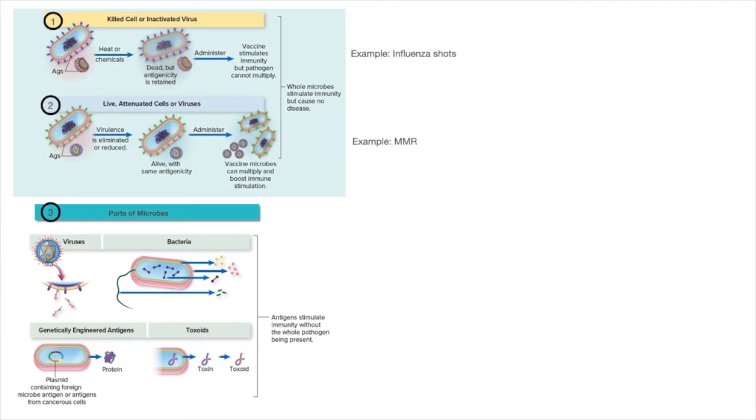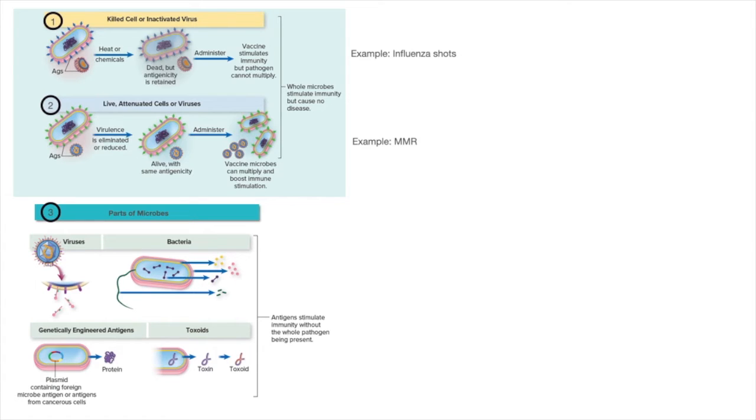Okay, down to number 3, where we're just using parts of the microbes. We either harvest surface proteins from a virus or some part of a bacterium and use those parts in a vaccine. So the whole pathogen is not present, so it can't cause disease.